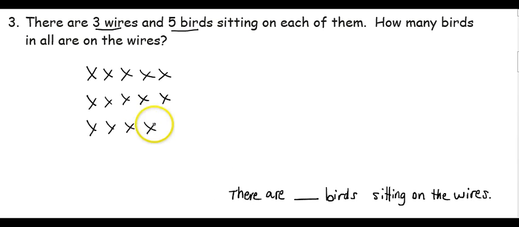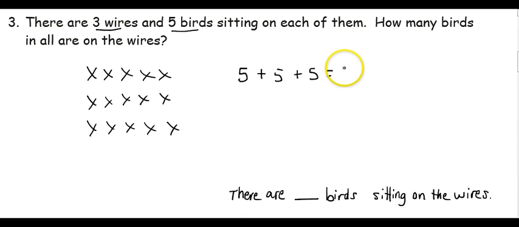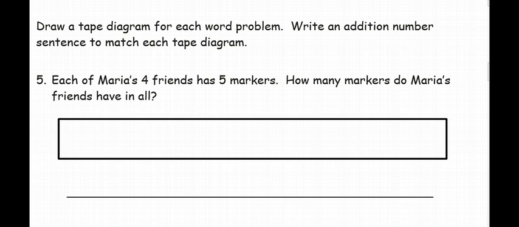wire with 5 birds. The repeated addition problem would be 5 plus 5 plus 5, showing how many birds are on each wire. Well, 5 plus 5 is 10, plus another 5 is 15, so there are 15 birds sitting on the wires. In the next section, we're going to use tape diagrams to help us answer the questions.